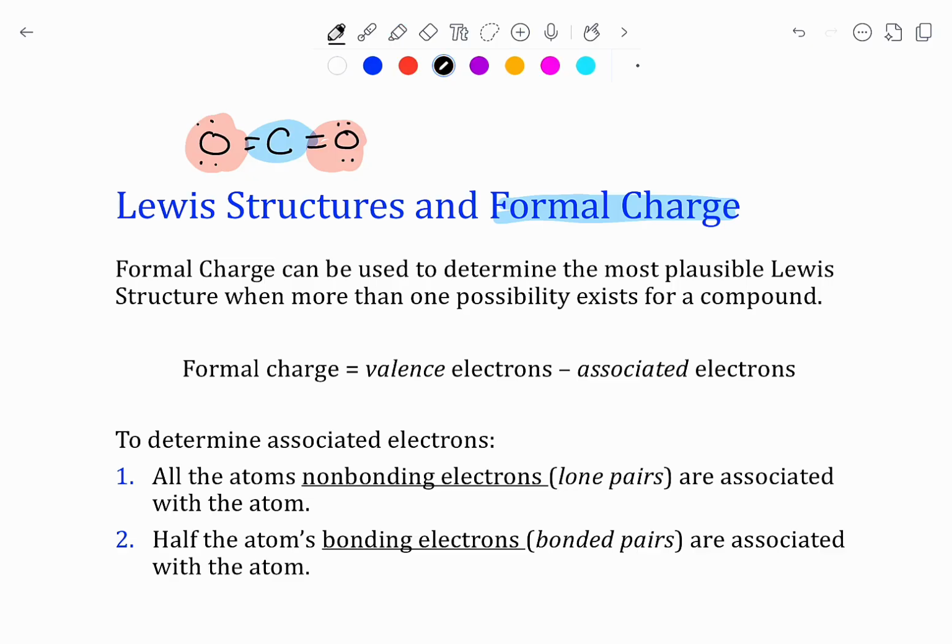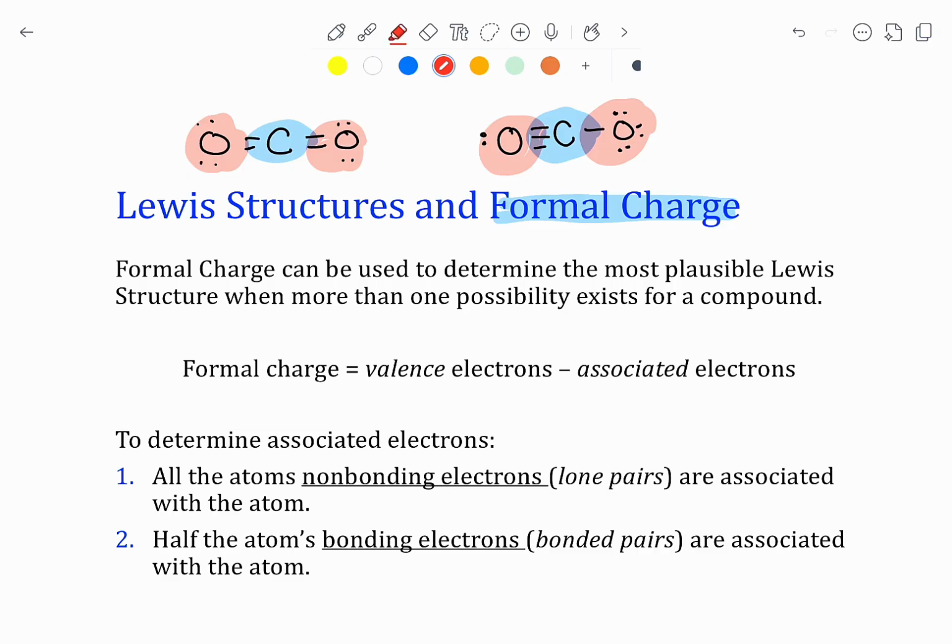But let's say you look to your partner and they had this drawn for carbon dioxide. Okay, so what's different about these structures? Well, my carbon still has its 4 bonds. They're just associated differently to those different oxygens. So one oxygen has 1 bond and 3 lone pairs, while the other oxygen has 3 bonds and 1 lone pair.